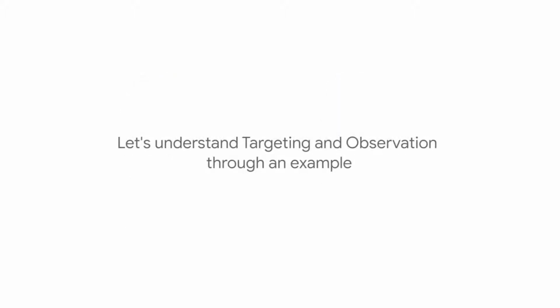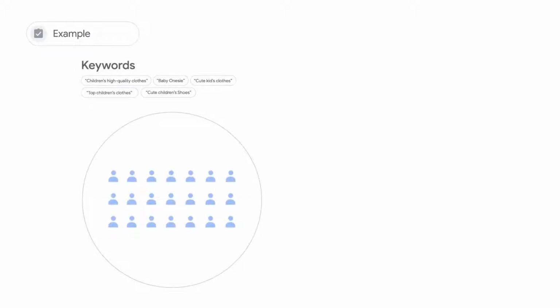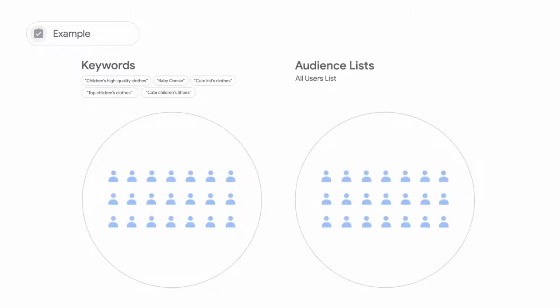Let's understand targeting and observation through an example. You sell children's clothes and target potential customers through keywords like children's high-quality clothes. You'd like to engage all potential customers who have visited your website, so decide to add the All Users audience list to your search campaign.